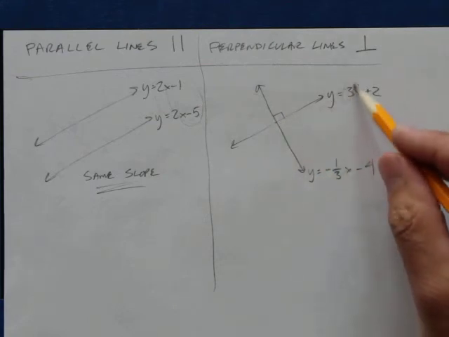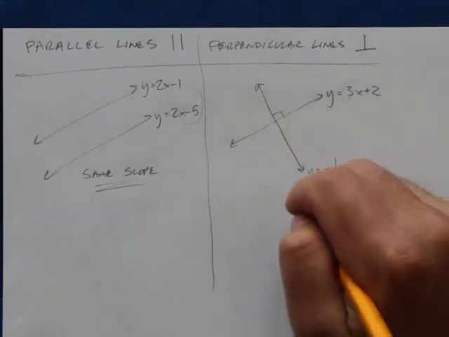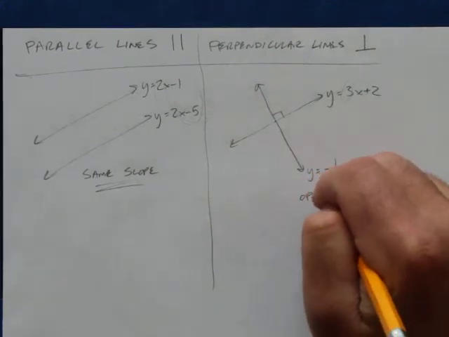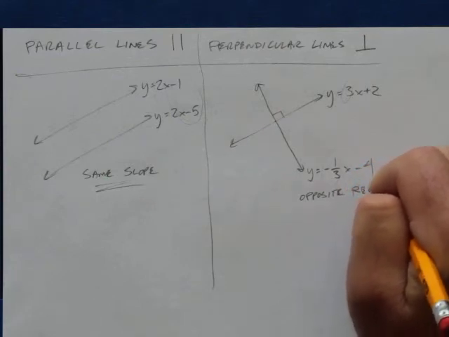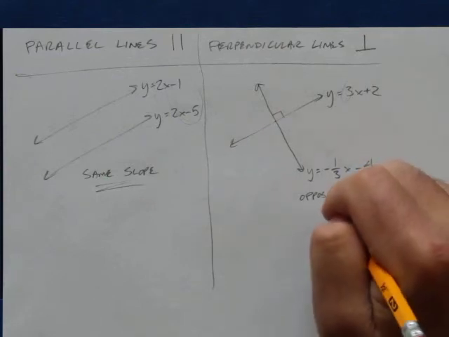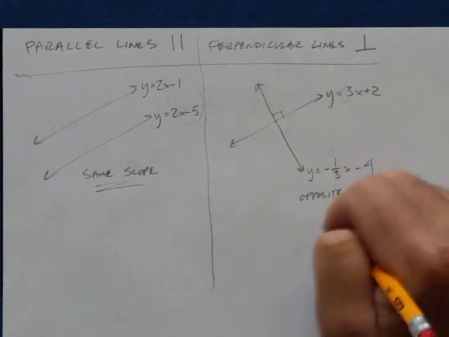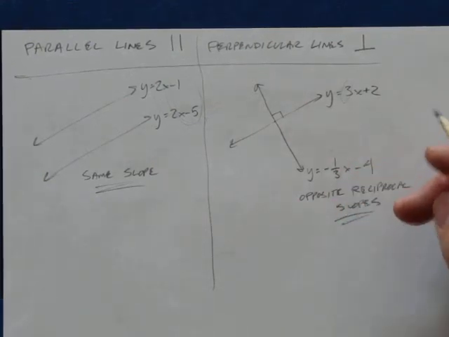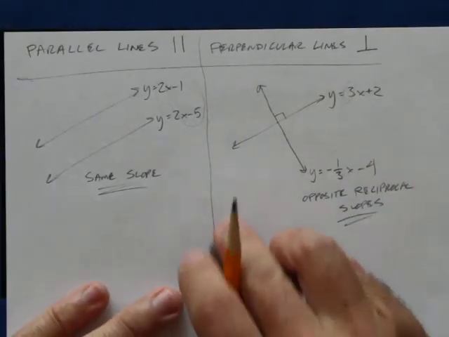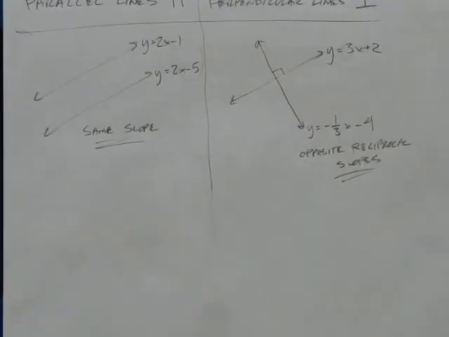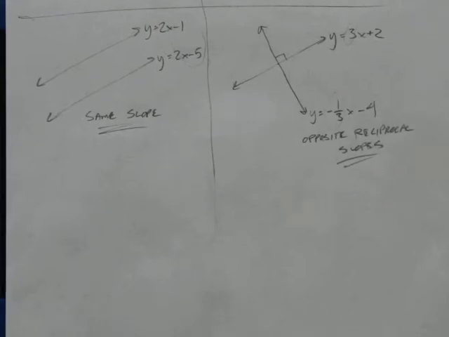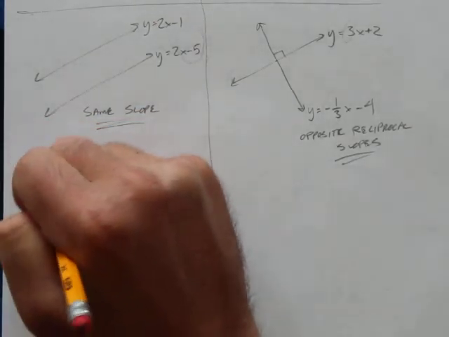But notice this slope. Slopes are opposite reciprocals. So they're negative and they're flipped. So let's do a couple examples, and then we'll be done with 2-4 here. So, a couple examples, a couple U-tries.